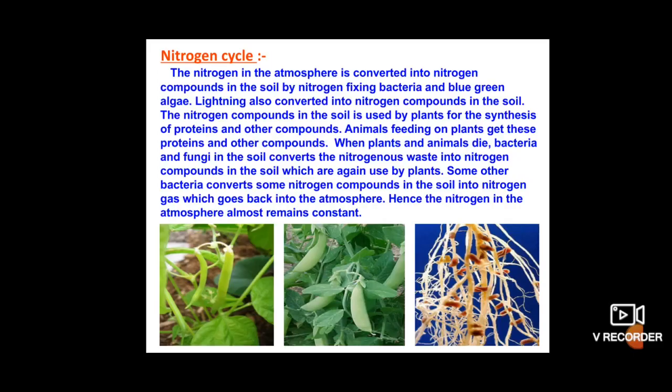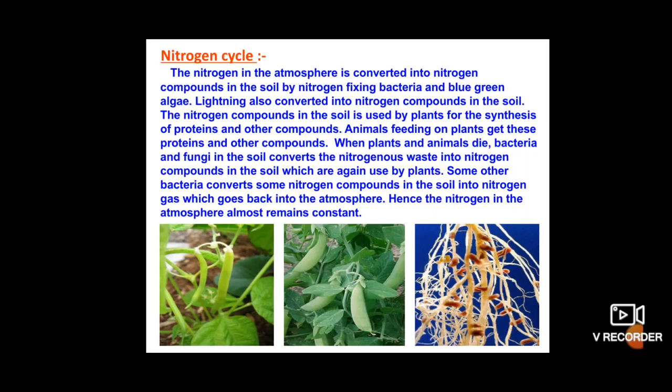In the nitrogen cycle, atmospheric nitrogen is converted into nitrogen compounds in the soil by nitrogen fixing bacteria and blue green algae. Not only bacteria like rhizobium, but even some blue green algae are very helpful to absorb atmospheric nitrogen and fix it into the soil. We already know that plants don't have the capacity to absorb atmospheric nitrogen directly, so plants absorb nitrogen indirectly.